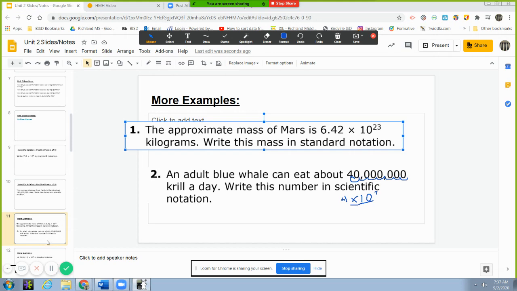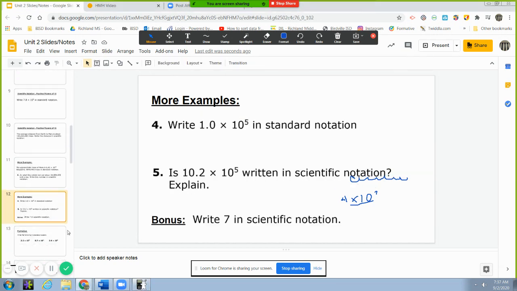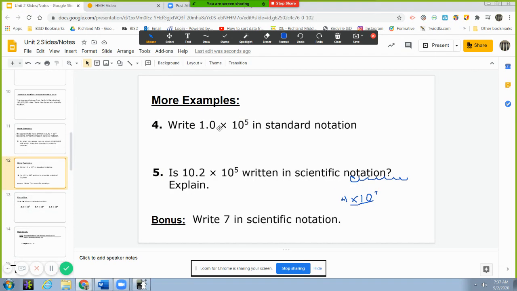Let's see if there's any more. Oh yeah. Okay, we can do both of these. And if we were in the classroom, you would be doing these two on your own, but since we're not, you can still do them on your own. I'm just not going to be able to look at them.